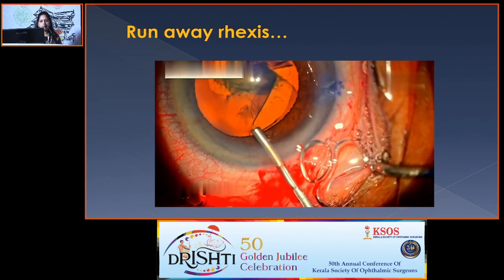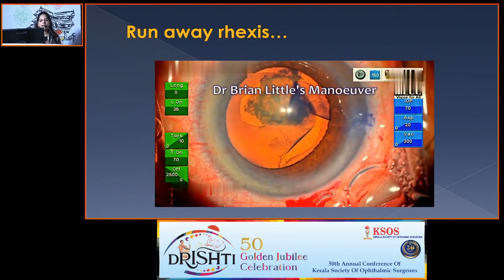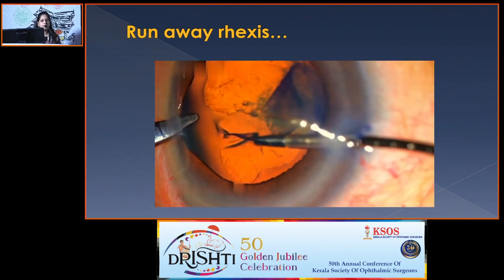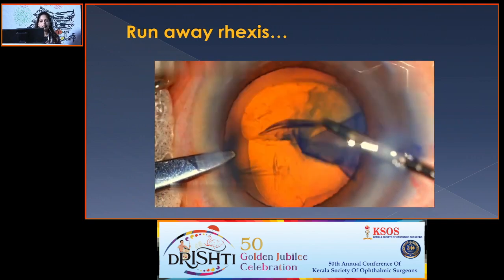Use a microaxis forceps through the side port. Identify the root of the tear. Hold it and in a swift motion push it towards the center and complete the axis. This is the Little's technique.